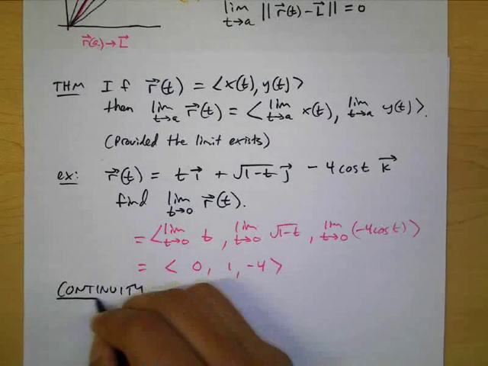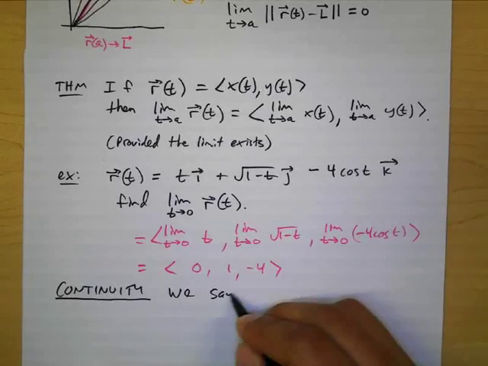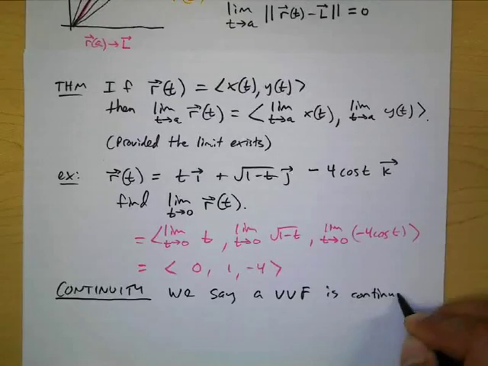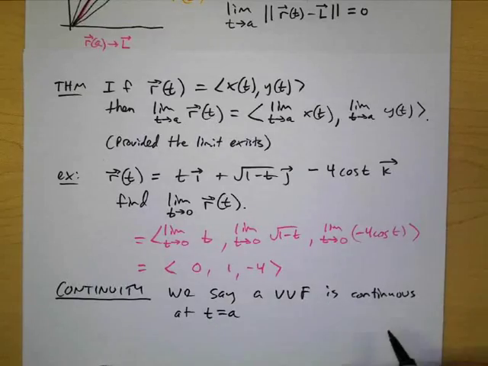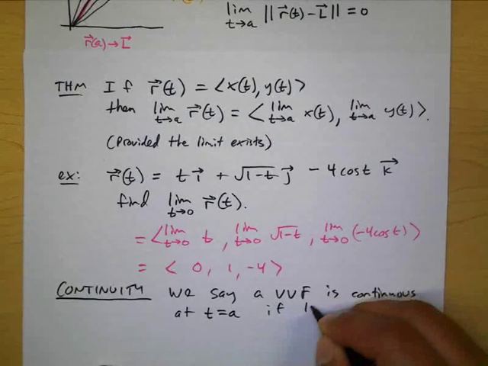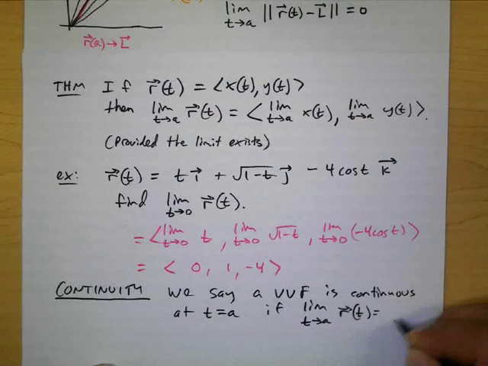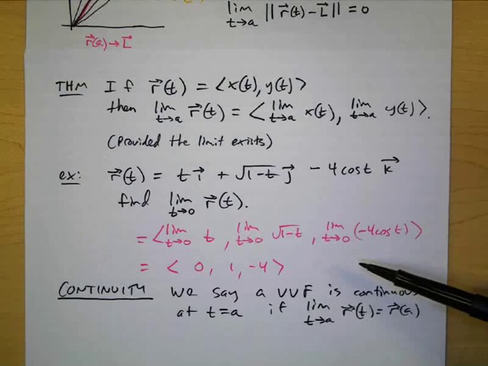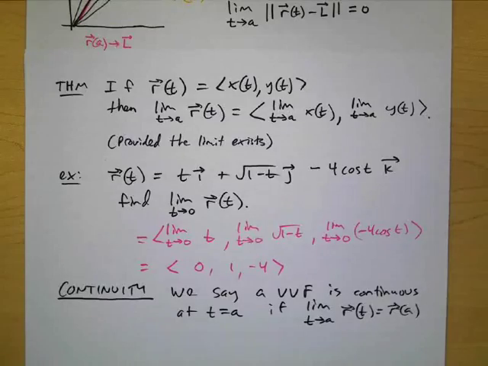Continuity. We say a vector valued function is continuous at a point t equals a if the limit as t approaches a of r of t is exactly r of a, which is what we did in the previous example. So in the previous example, we know for sure that this vector-valued function is continuous at 0. Why? Because the limit exists and we get exactly the same value.